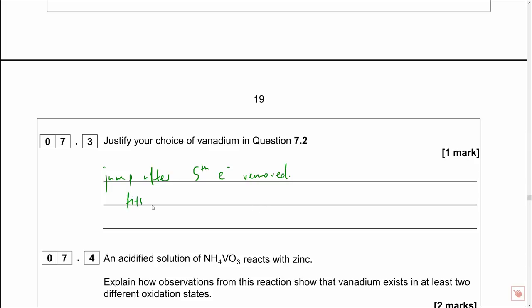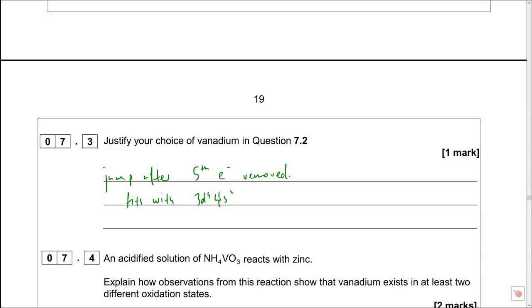And probably fits with the 3d3 4s2. Yeah, fits with the 3d3 4s2, basically the vanadium's got. I think that matches reasonably well.